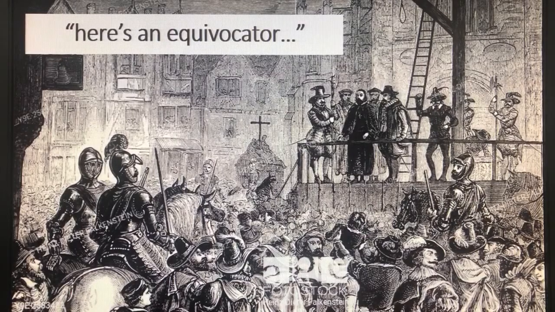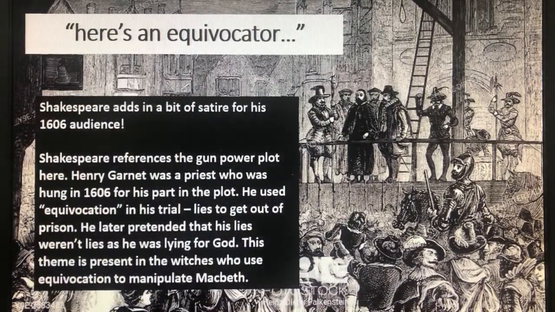The porter repeatedly mentions an equivocator. This is Shakespeare adding a bit of satire for the 1606 audience. Shakespeare references the gunpowder plot here. Henry Garnet was a priest who was hung in 1606 for his part in the plot. He used equivocation in his trial. He lies to get out of prison. He later pretended his lies weren't lies, as he was lying for God. This theme is present in the witches, who use equivocation to manipulate Macbeth.